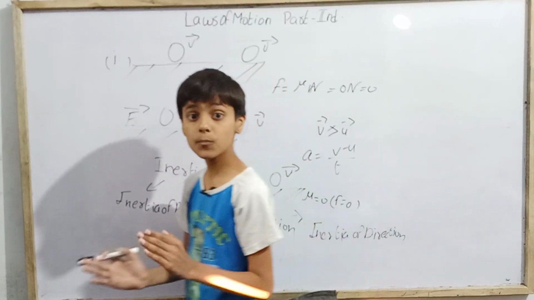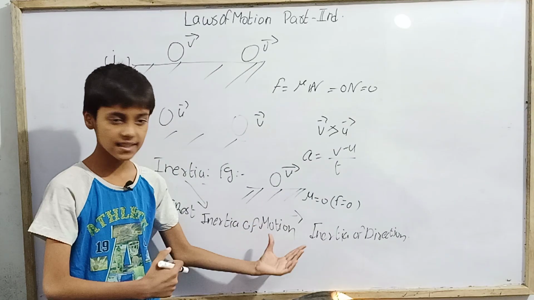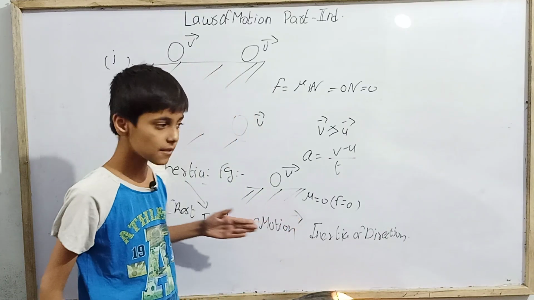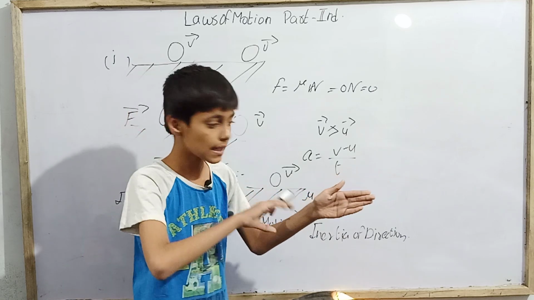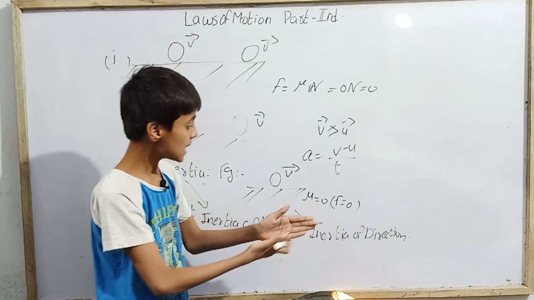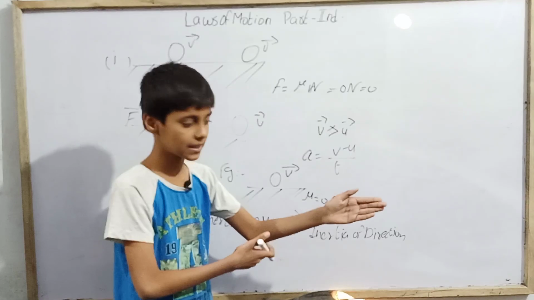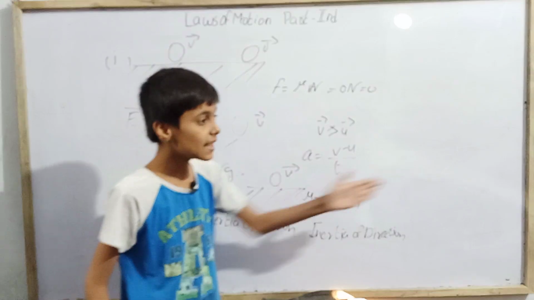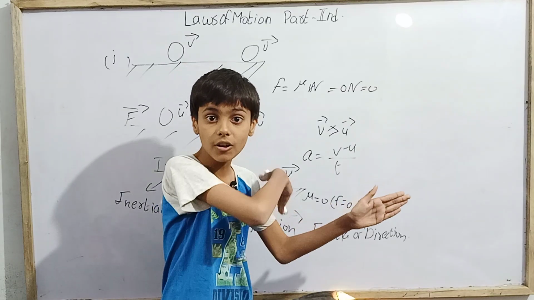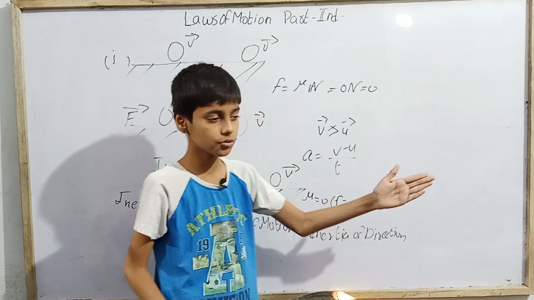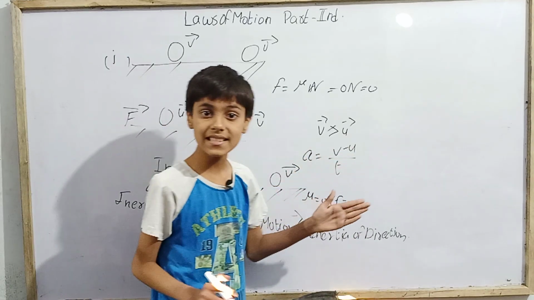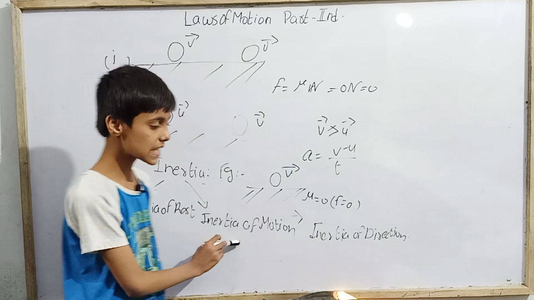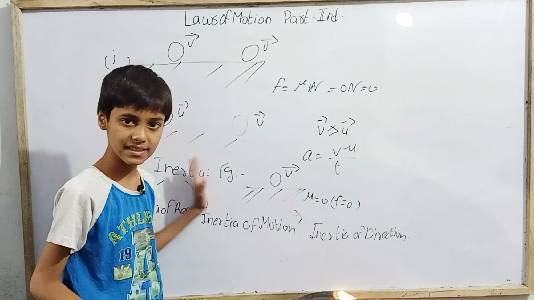Inertia of motion opposes any change in the state of motion, and inertia of direction opposes any change in the direction. If any particle is going like this, and the coefficient of friction is 0 between the ball and the surface, and we are not applying any external force, it will continue to go in the same direction. It means there is some inertia of direction in an object. So any object has inertia of rest, motion and direction. This is known as inertia.